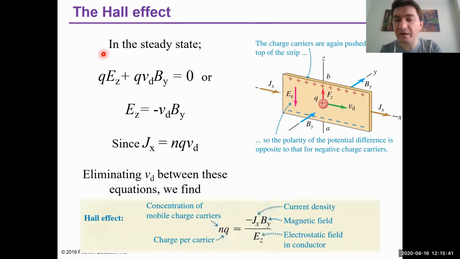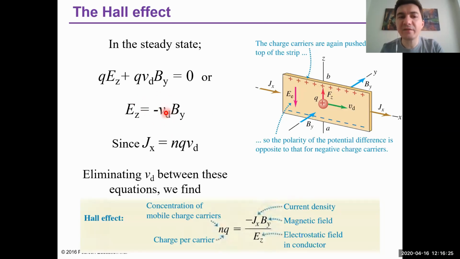In the steady state, it means that magnetic force and electric force are equal to each other. Then the total force acting on that charge will be zero because they cancel each other. The electric force in that direction is given by Q times Ez along the Z direction, and the magnetic force is given by Q times drift velocity times magnetic field along the Y direction. They are equal to each other. Put that one to the right side and cancel the Q's on both sides. And Ez, the electric field, is given by minus drift velocity times magnetic field.